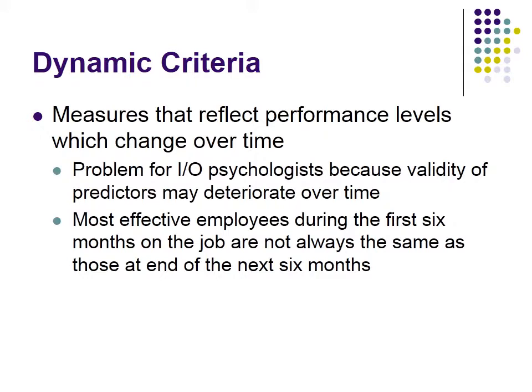So it's a problem for IO psychologists because validity of predictors can deteriorate over time. So if what we're capturing is a dynamic criteria, a lot of times our actual measure of it is going to vary over time, and that's going to be harder for us to validate and claim a measure is reliable. Most effective employees during the first 6 months of the job are not always the same as those at the end of the next 6 months. So we generally find that employees overall sometimes have good periods and bad periods in their overall performance.